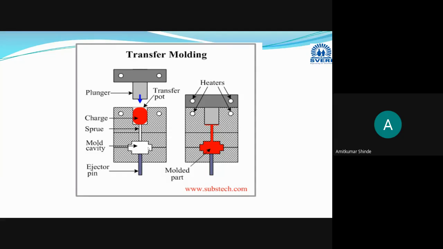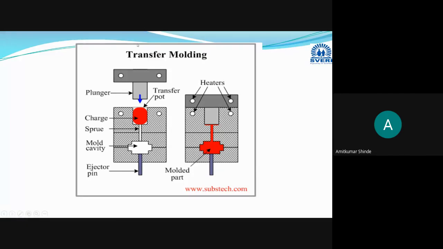It will get cured as it is a thermosetting material. Raw material is thermosetting in nature. Initially when you provide heat, it will soften, and after some time it will harden and solidify. At the end, depending on the shape of your mold cavity, the product will be obtained. With the help of this ejector pin, you can take that product out from the cavity. So this is the transfer molding process.